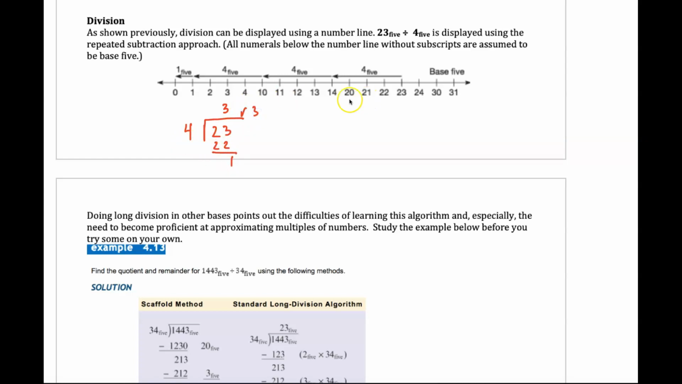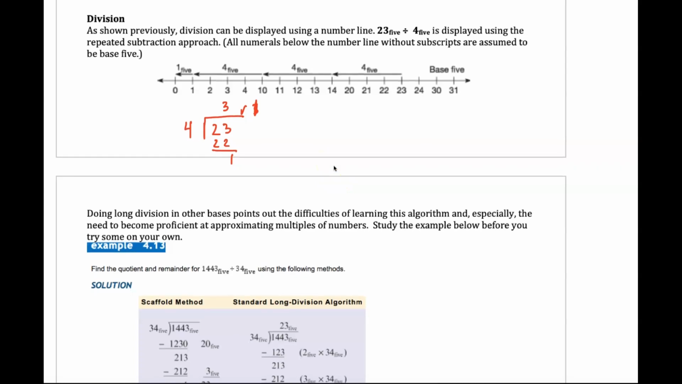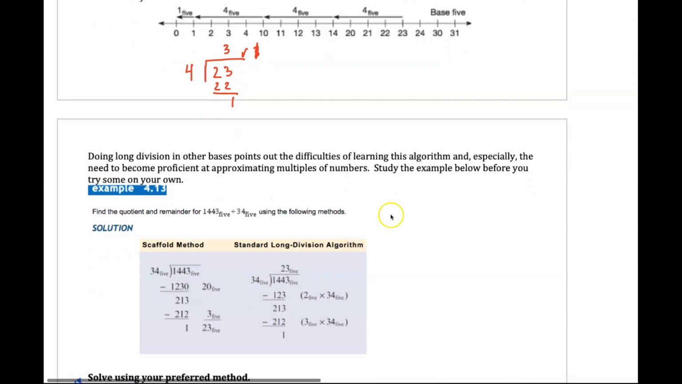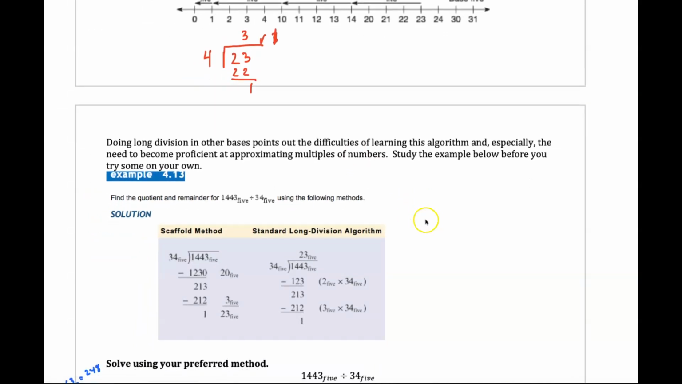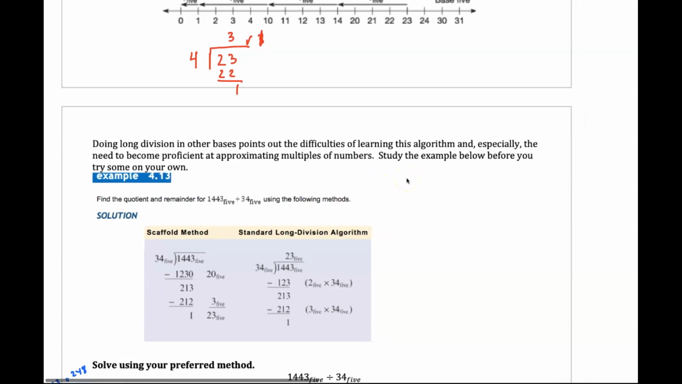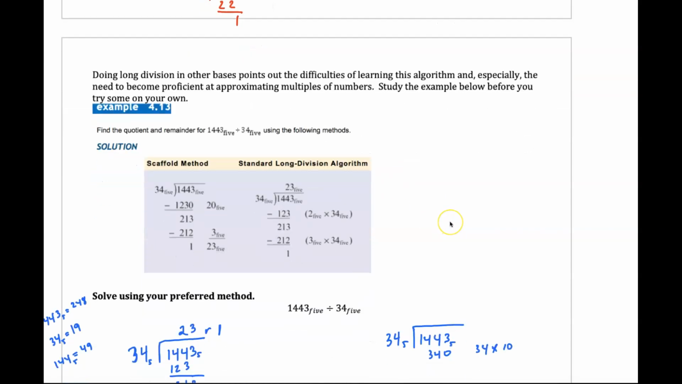And so we now know that 2, 3 divided by 4 is 3, remainder 1. There's our answer. That's our long division algorithm, right, in terms of how we would solve that problem. But again, doing long division, especially in base 5, points out the difficulties of learning this algorithm, right? Especially the need for understanding the multiples of how often a number goes into another number.